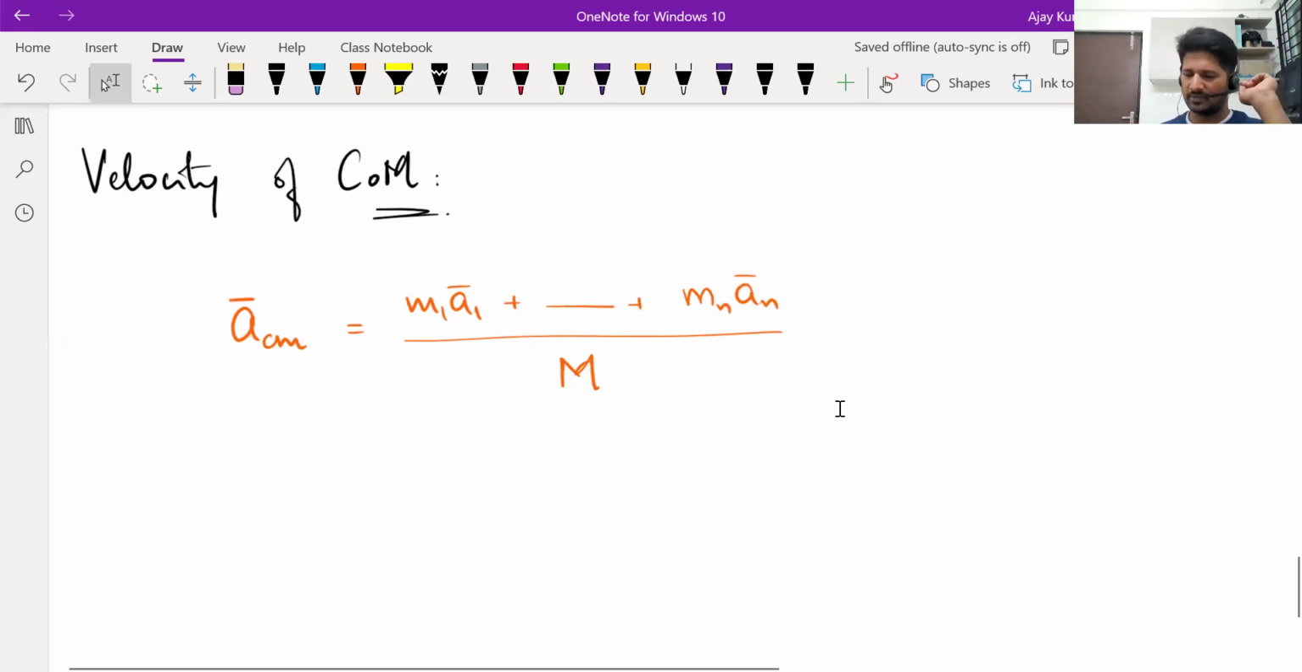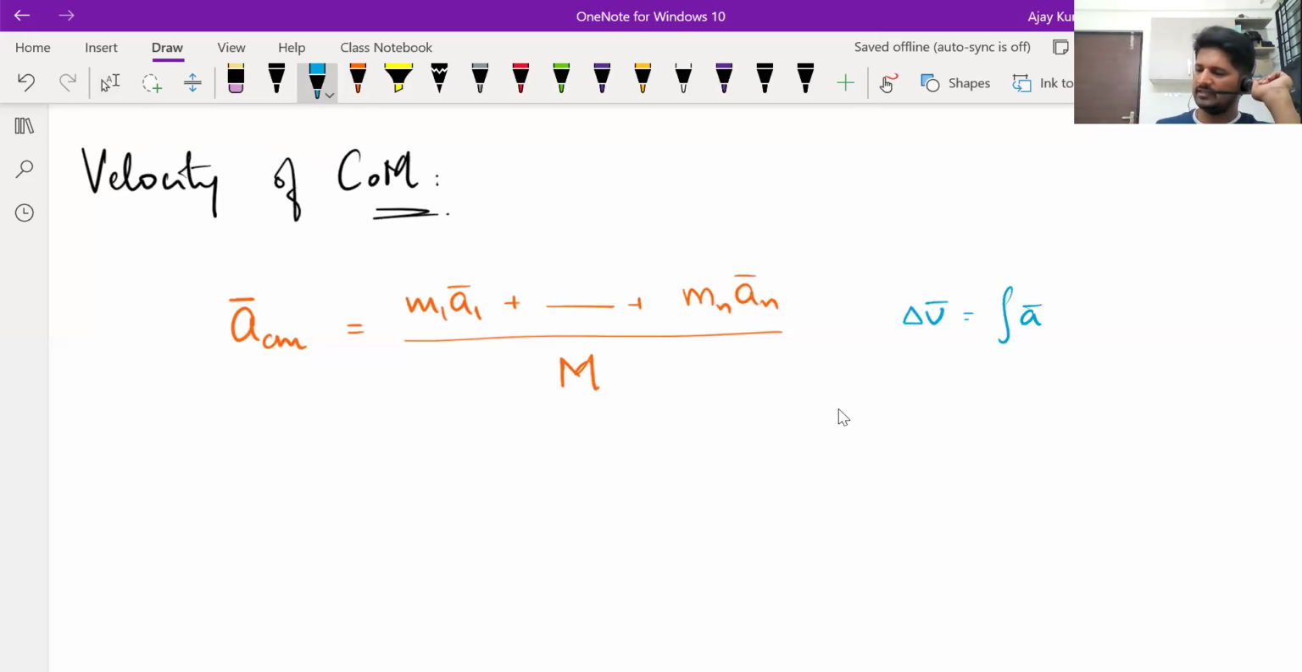You are using equations of kinematics. But generally, change in velocity, delta V, will be integral A dt. You integrate acceleration with respect to time, you can get change in velocity. From that, you can try to find out velocity. Now we know the formula for acceleration of center of mass. From the definition, it's this.